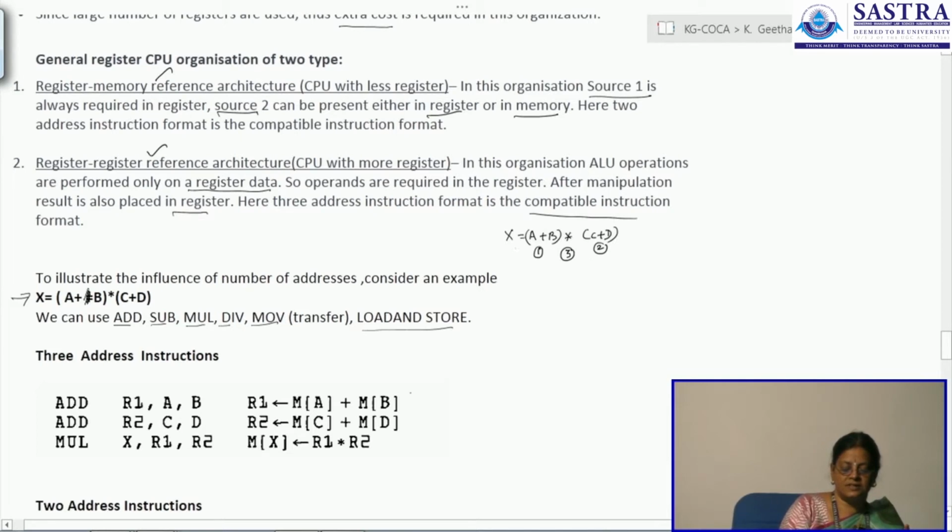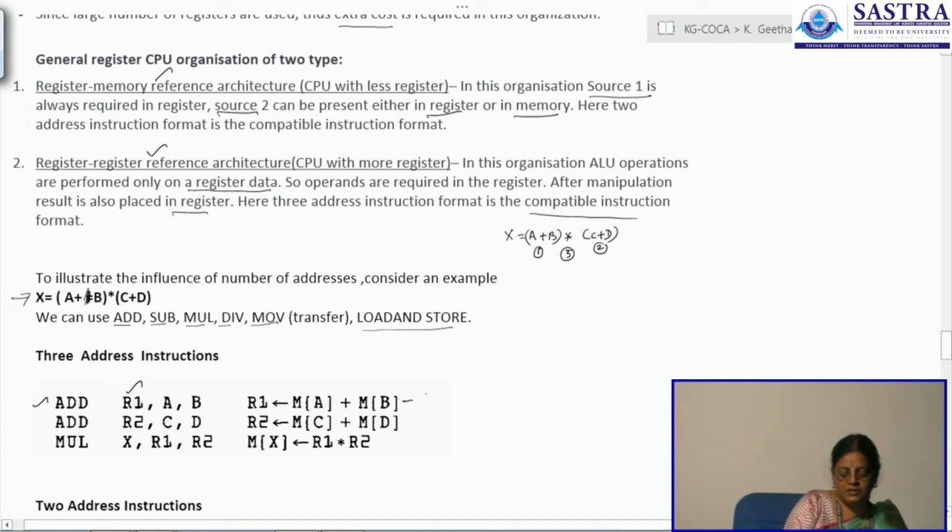So first one is a plus b. So add, I am going to do add, and what is to be added? A and b. So I will be referring to a and b, and the result has to be stored somewhere. It is going to be a register based organization. So one storage will be register. So what will happen? R1 will be initialized with the data available in the memory location pointed by A plus the data available in the memory location pointed by the address B. So it will perform the first operation.